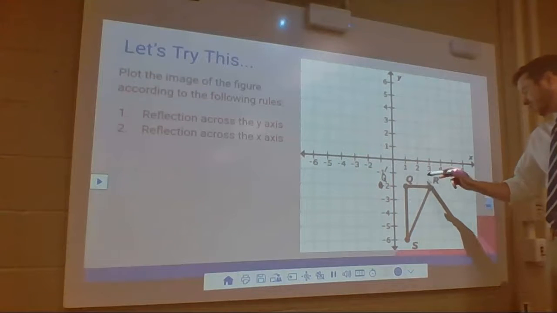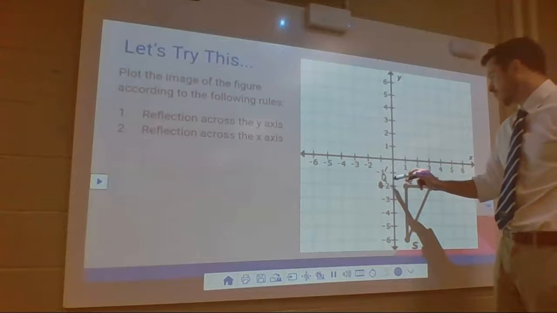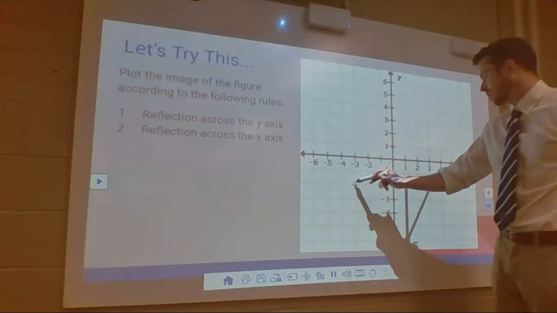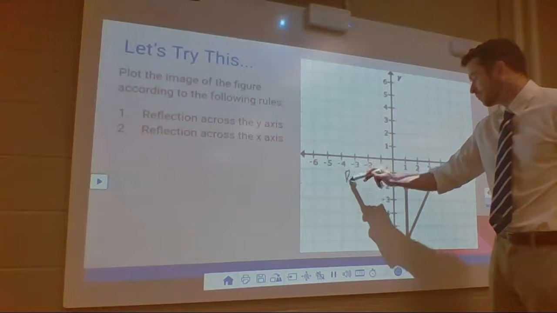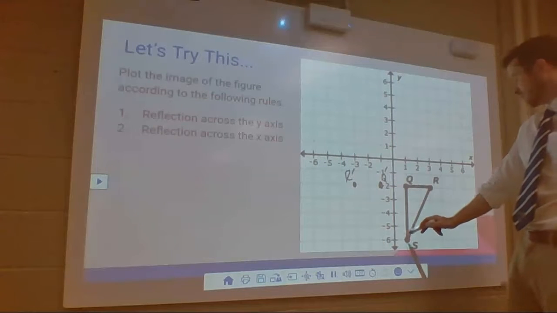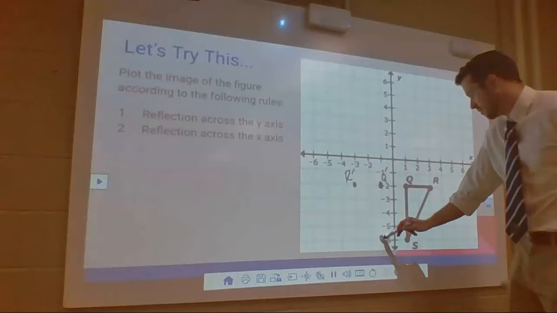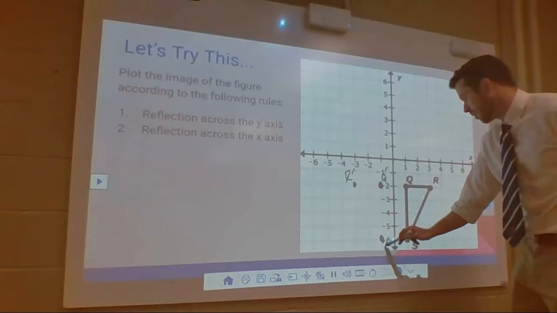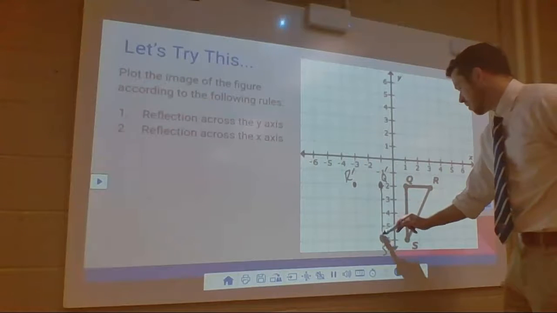Point R is 1, 2, 3 units away from the y-axis. So then we're going to go 1, 2, 3 units on the other side of the y-axis to get R prime. Point S is 1 unit away from the y-axis, then we're going 1 unit over on the other side to get point S prime. And then connect the points.